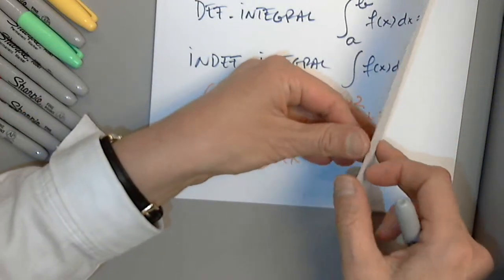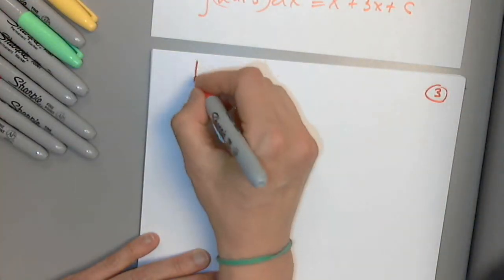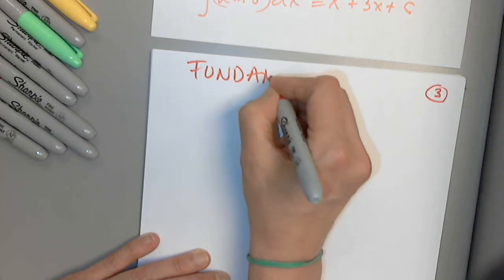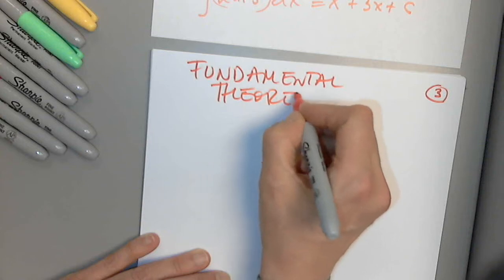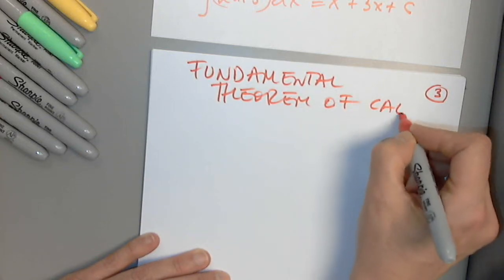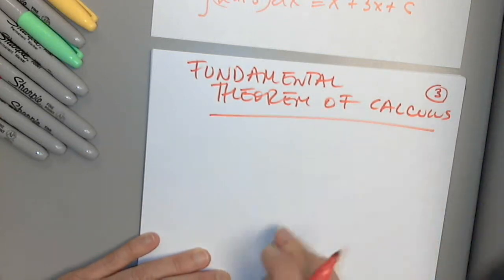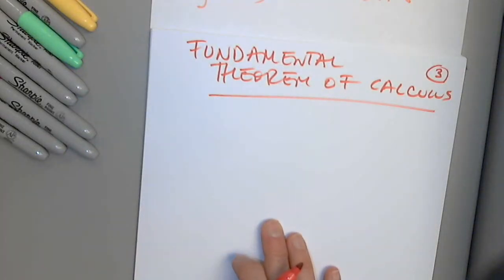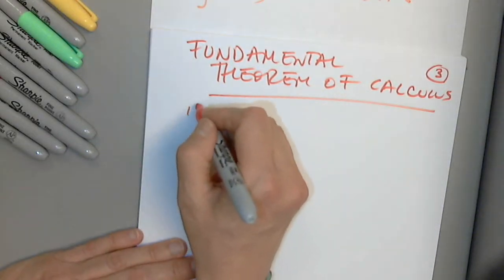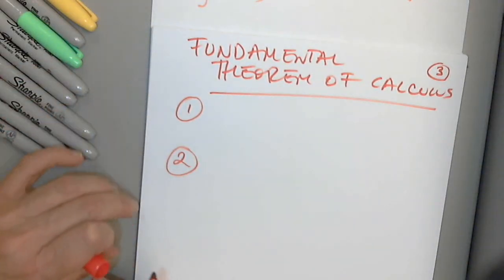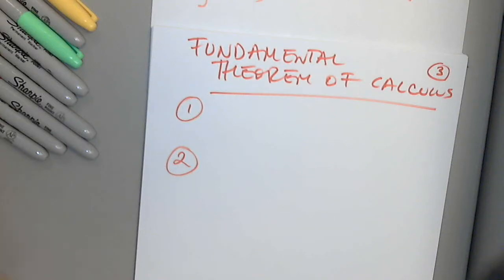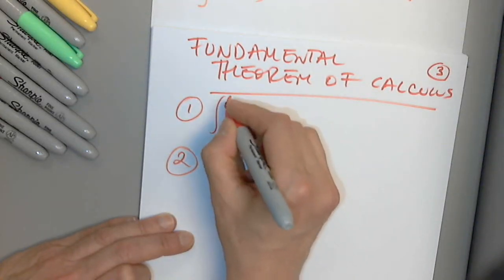So now, I'm not done. I'll come back in a second. I just want to mention something that we've been using already, called the fundamental theorem of calculus. It has part 1 and part 2. In some books, this is 1 and 2. It doesn't matter. The first one that we already used is this.